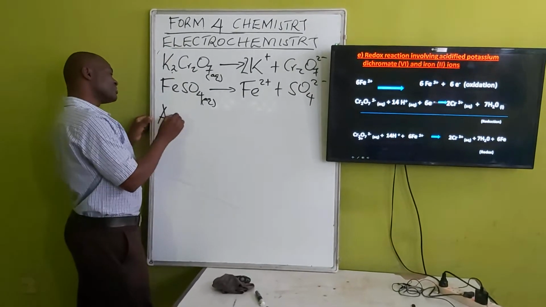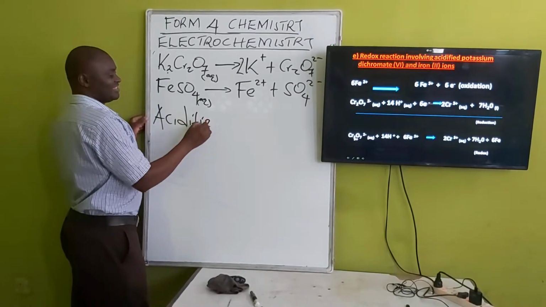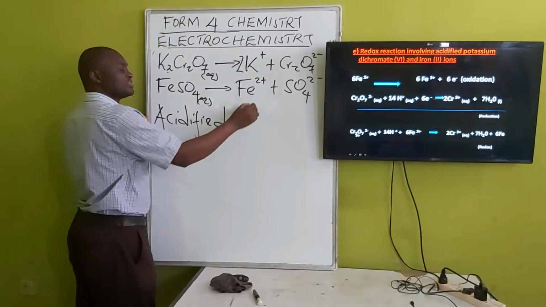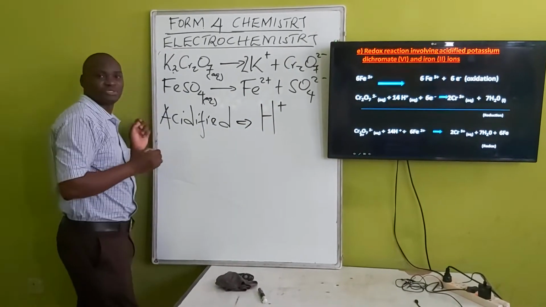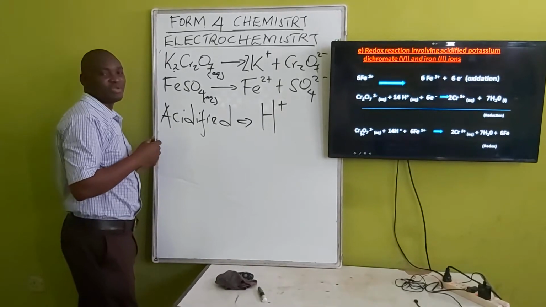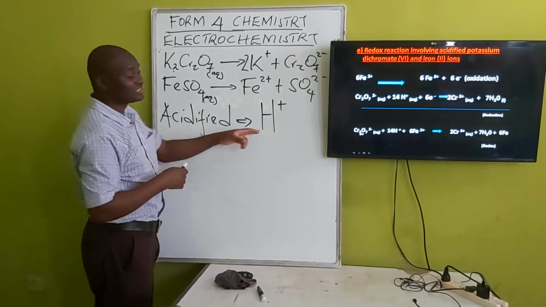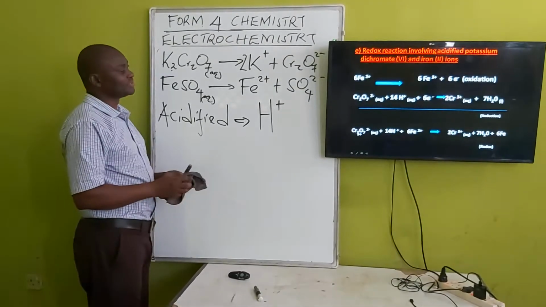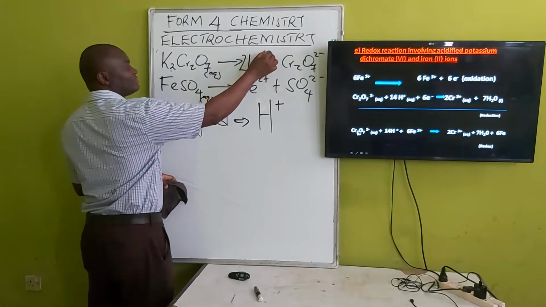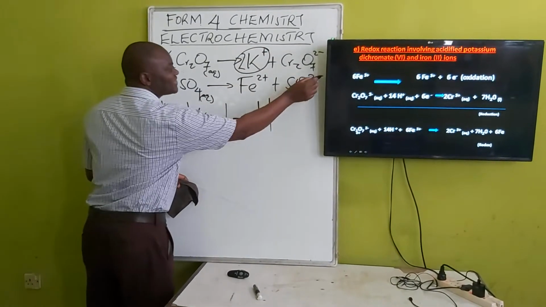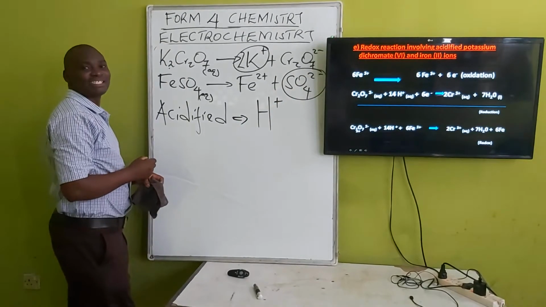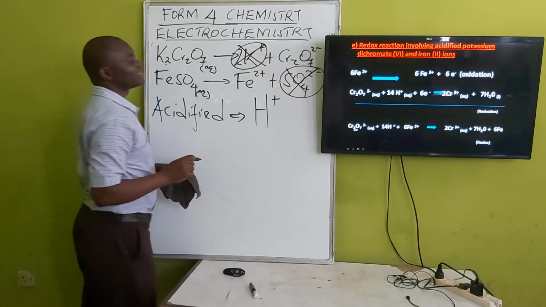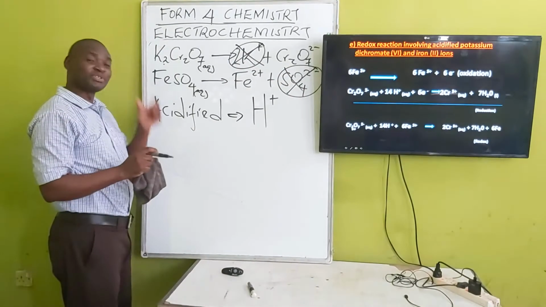And then we are talking about acidified. In this case, we are going to use an acid, and in our equation, we will use hydrogen ions to symbolize an acid. Remember, acids are substances that dissolve in water to give hydrogen ions as the only positive ion. The potassium ion and sulfate ions do not participate in this reaction, so we are going to ignore them.